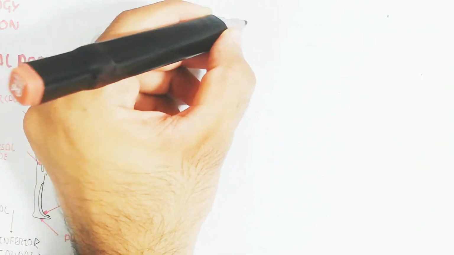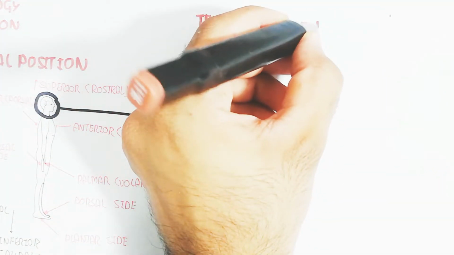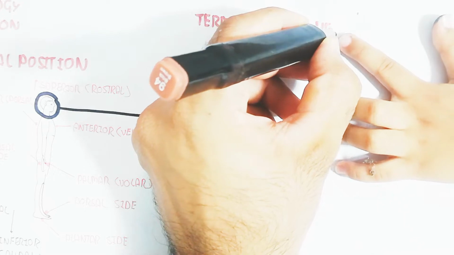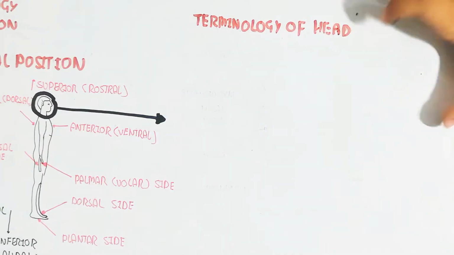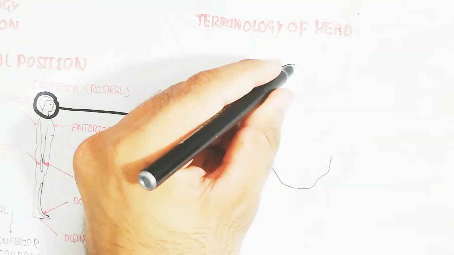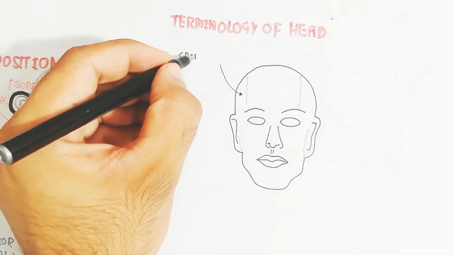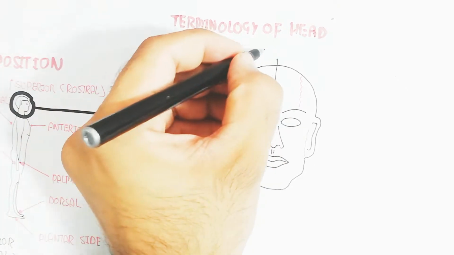Let's begin to understand the terminology of the head. So the head terminology we can understand. Here is the terminology of the head. I am drawing the head. In this way, here is the coronal suture.